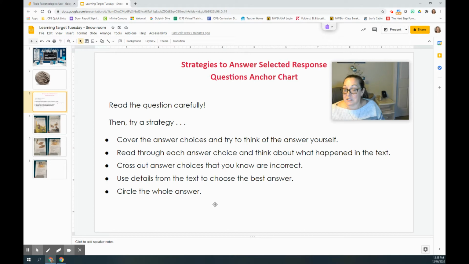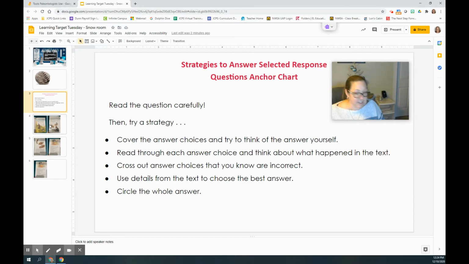And normally I would say circle the whole answer, but today you're on a Google form, so you're just going to answer it and submit. And you only get one chance today on this Google form, so you can't go back later and change your answers. So you have to make sure you've listened to the story and you are able to answer those questions. Okay, let's jump right in.